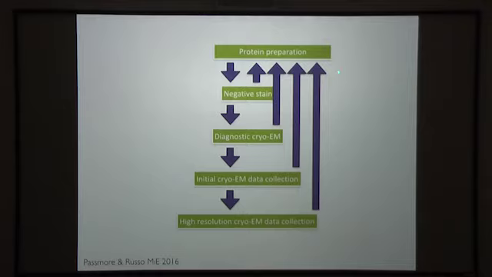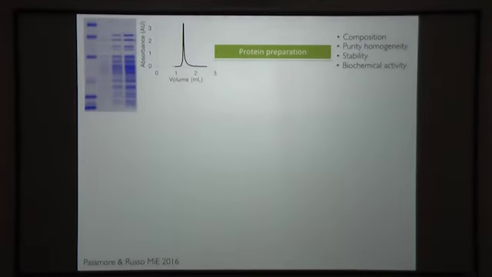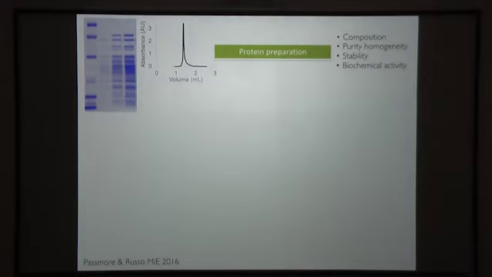Okay, so I'm going to start here at the top, and I'm going to go through each of these steps. First, protein preparation. Contaminating proteins or degradation products can really interfere with complex stability and subsequent computational analysis of the particle images. So before you even put your specimen on the cryo-EM grid, it's really important to evaluate the composition, the purity and homogeneity, the stability and the biochemical activity of the complex.